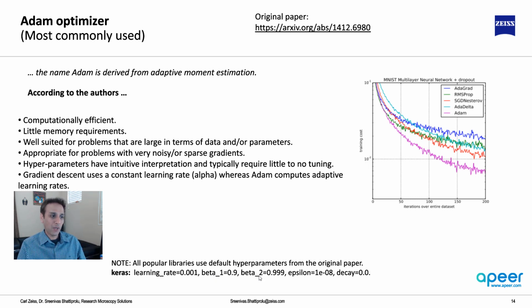But almost everyone uses the default hyperparameters. Unless you're doing some sort of research in deep learning, I don't see a strong reason to change, especially the beta values and epsilon and decay. Even the learning rate, you can just leave it at 0.001.